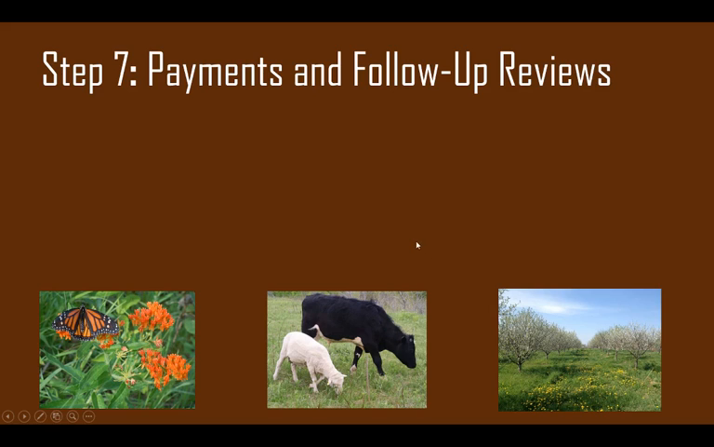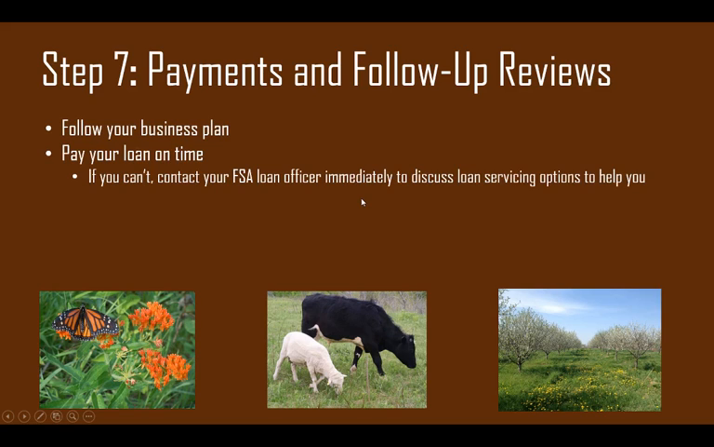And then once you have all of that done, you'll get to step 7, the payments and the follow-up reviews. It's really important to follow your business plan. And as we all know, if we've been farming for any amount of time, there are a lot of variables in farming, so you'll need to make adjustments as needed, but you just need to have good records of all of those things and be able to show your loan officer or the person who is evaluating and following up with you why you had to make changes and what you did instead. And then, of course, you want to pay your loan on time. And if you can't, you need to contact your loan officer immediately to discuss loan servicing options to help you.